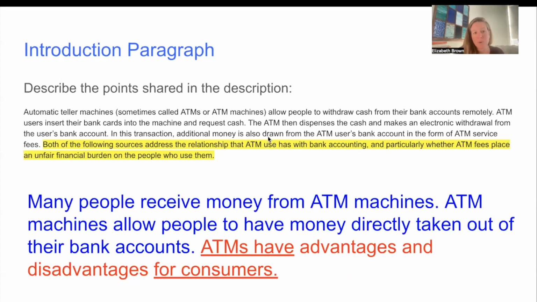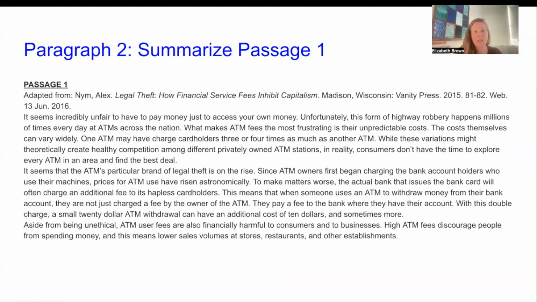So I have summarized the paragraph in my own words. I wrote, many people receive money from ATM machines. ATM machines allow people to have money directly taken out of their bank account. ATMs have advantages and disadvantages for consumers. Next, what I'm going to do is summarize passage one.